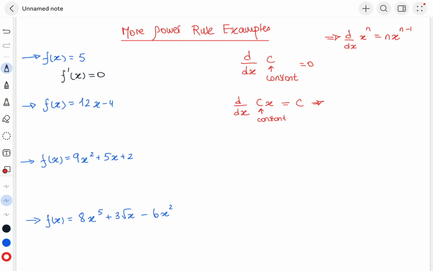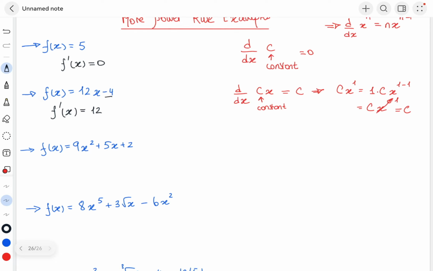Whenever we derive cx, we'll have c x to the power 1, which means we'll have 1 multiplied by c x to the 1 minus 1, which means 1 times c is c, x to the power of 1 minus 1, which is 0, and x to the power of 0 will be 1. That's why you will be left with c, which means in our solution here, f prime of x, the derivative of 12x will be 12 directly, and the derivative of negative 4, as we mentioned above, will be 0.